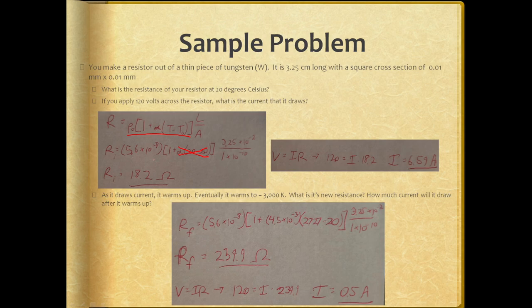So our 20 degree resistivity for tungsten will remain unchanged. We'll just keep the same constant from the chart. So we'll have our resistivity constant times our length for this resistor, 3.25 centimeters converted to meters, and our cross-sectional square surface area. 0.01 millimeters times 0.01 millimeters is 1.10 times 10 to the negative 10th meters squared.